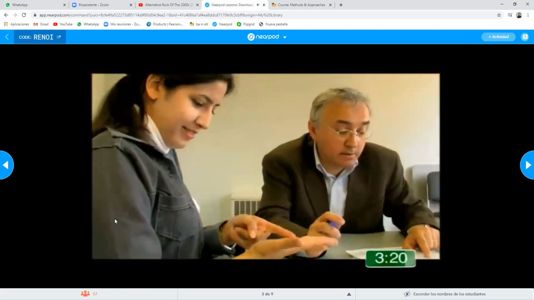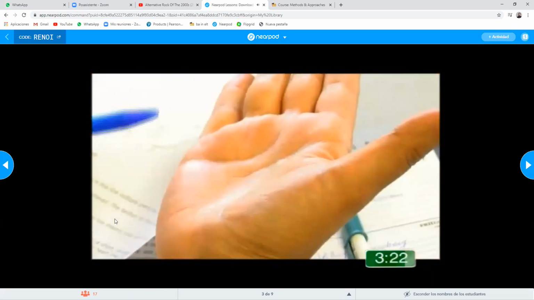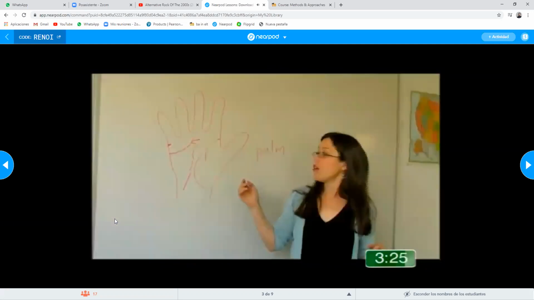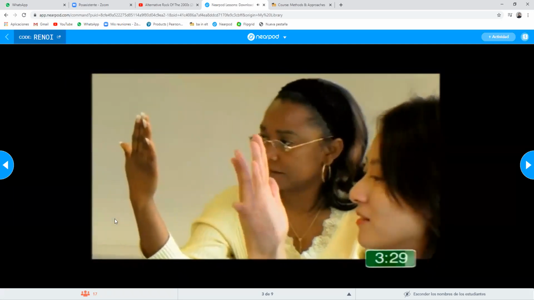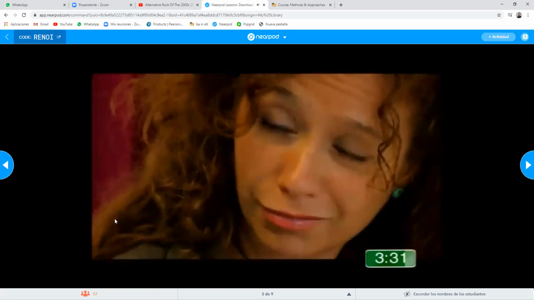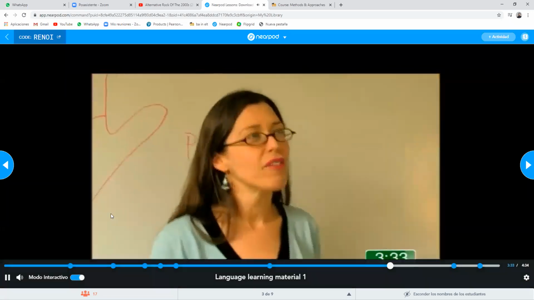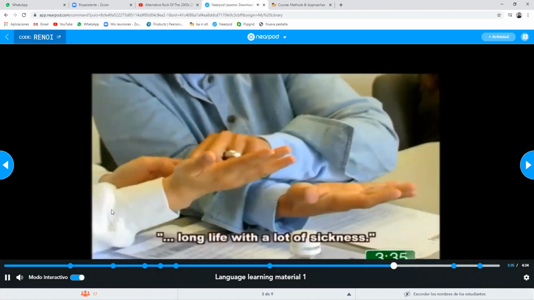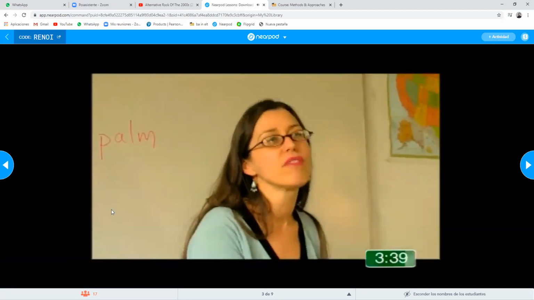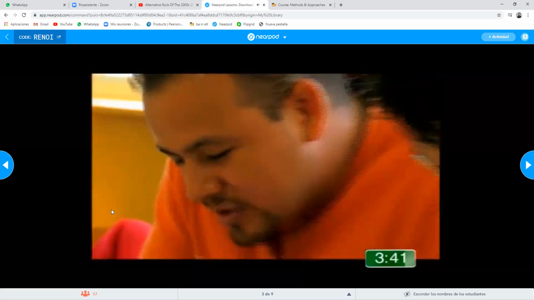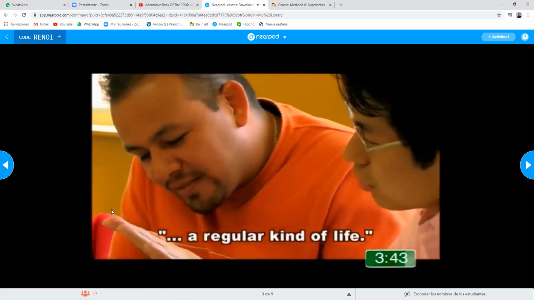So everybody on page 20 should have a picture of the palm. Now, first of all, can anyone tell me what this line is? My lifeline. Okay. Can you tell me what your partner's life is going to be like? Long life, but with a lot of sickness. Can you tell me what kind of life he's going to have? You will have a regular kind of life.